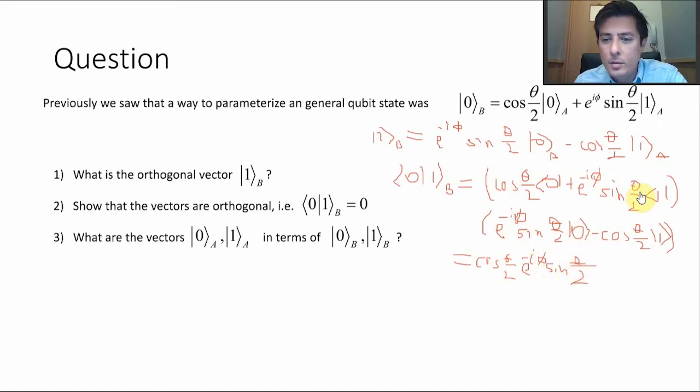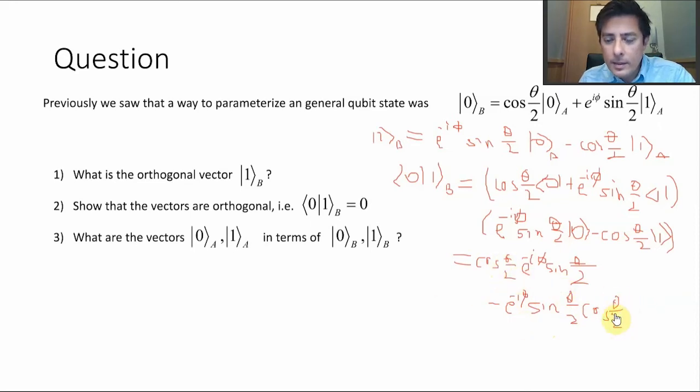And then I need to do the inner product of this pair here. This is the 1 and the 1. So this one is e to the minus i phi times sine theta over 2 and cosine of theta over 2.